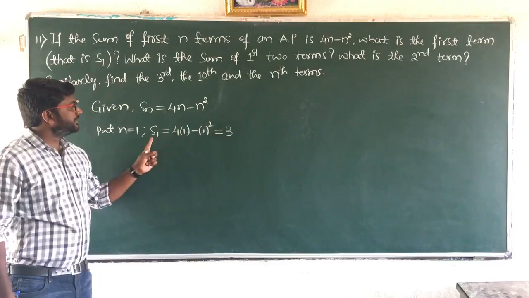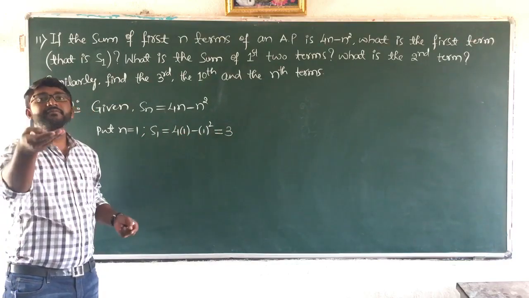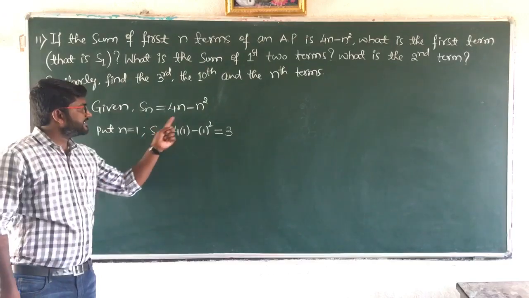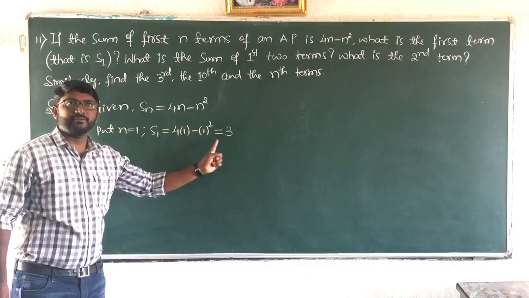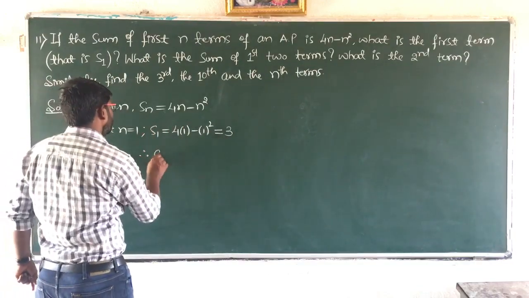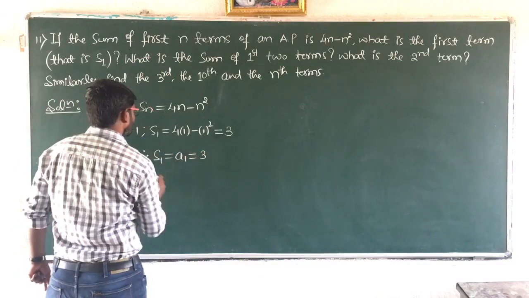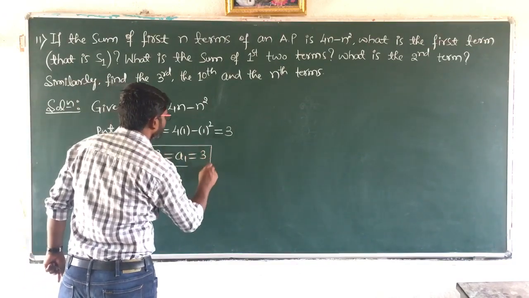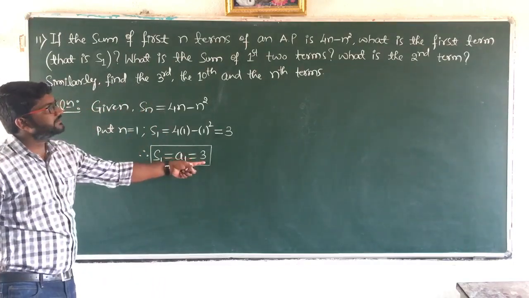So S1 is nothing but the sum of the first term. So this is nothing but A1 also. So S1 is equal to A1 equal to 3. Therefore S1 which is equal to A1 which is equal to 3. So now see there, what is the first term? The first term is 3.